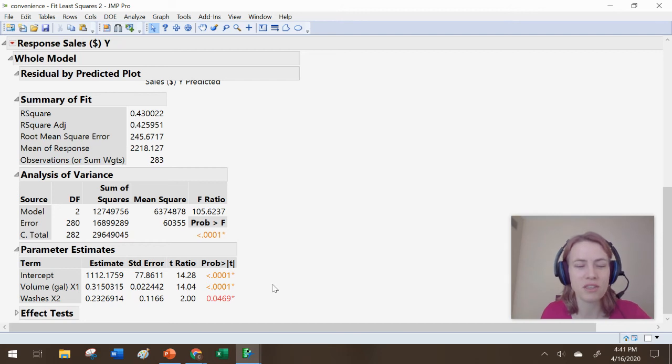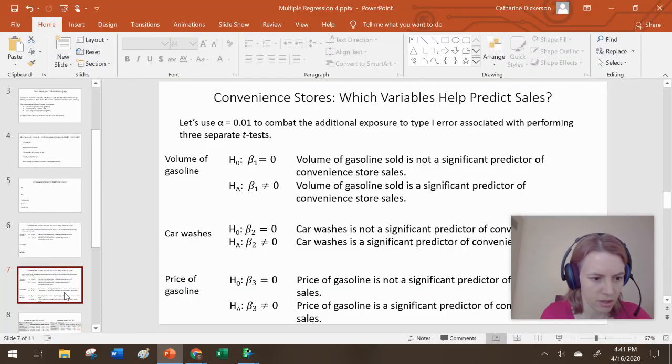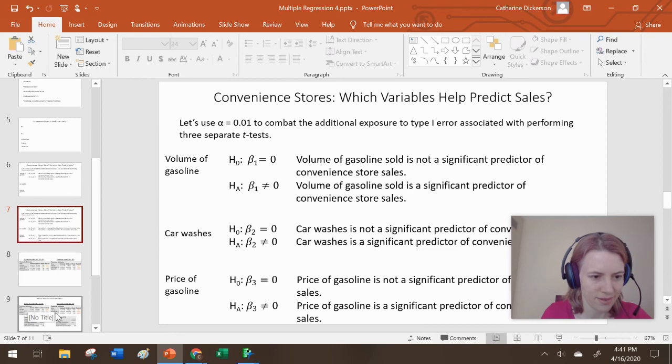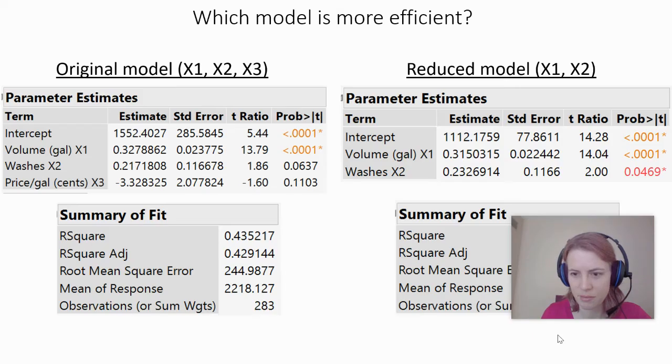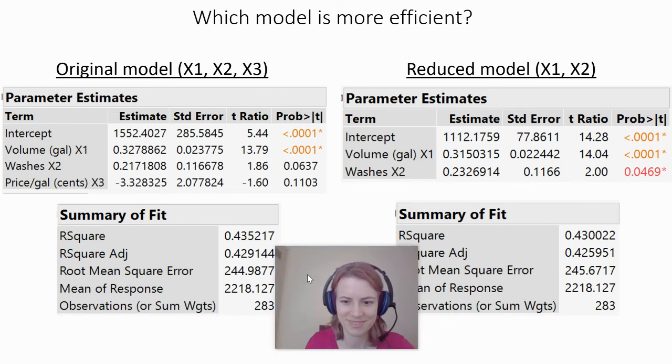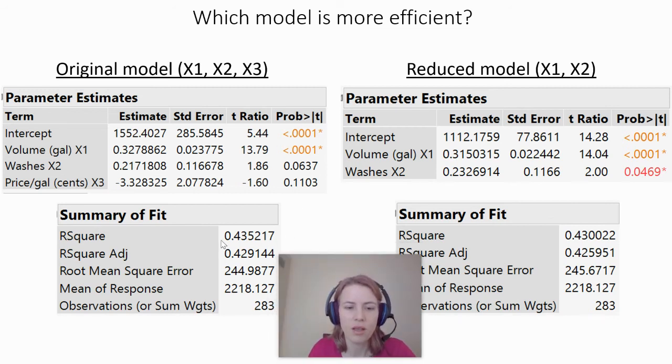All right, so let's look at our measures of fit and compare and contrast these two models that we've constructed. So I've got them side by side here for you. Now remember R squared, plain old R squared, is the proportion of variability in Y that we've explained with our model. So is either model vastly superior for R squared? Well, on the left, we have 0.435. On the right, we have 0.430. So pretty close.